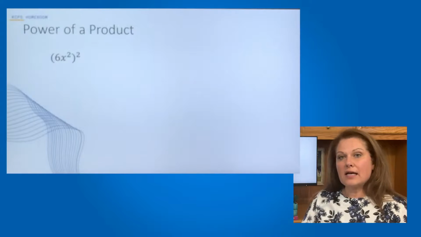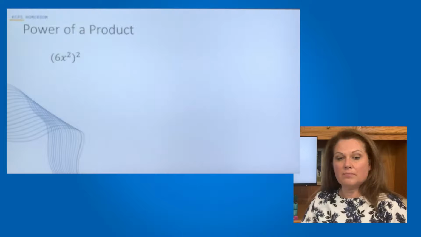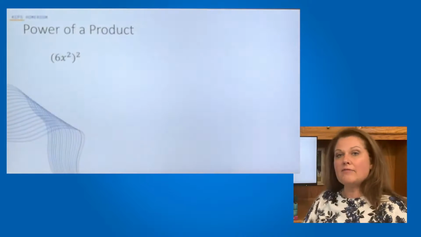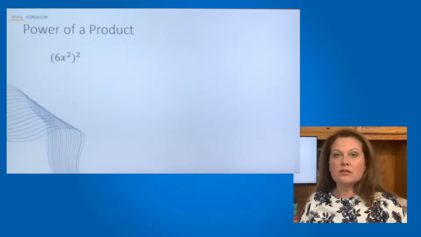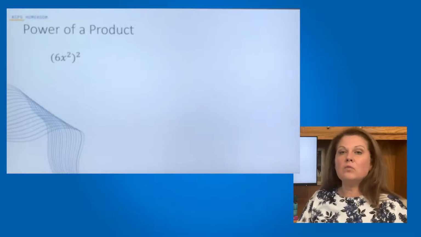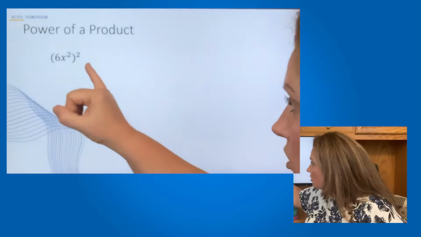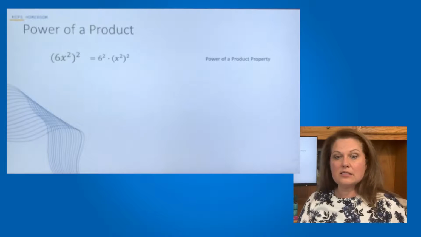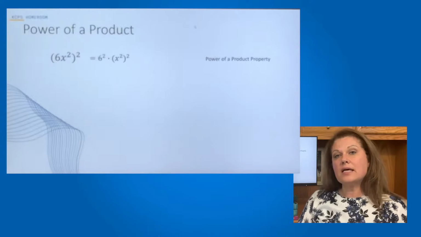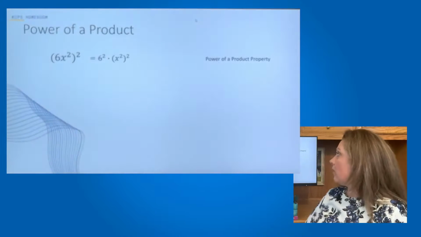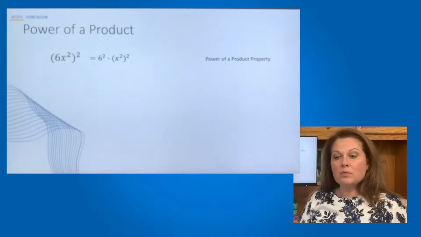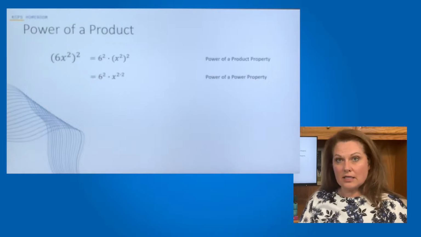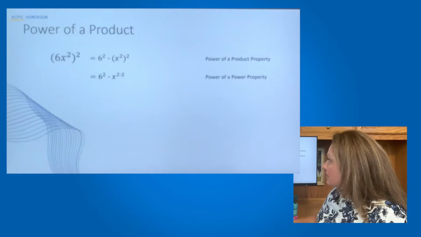If I have 6x to the second power, you'll notice that my coefficient does not have an exponent. We need to remember that there's an imaginary 1 there. And when we apply the exponent of 2 that's outside the parentheses, we're going to say 6 to the second power times x to the second power to the second power. The explanation for that would be a power of a product property. We're going to then continue.